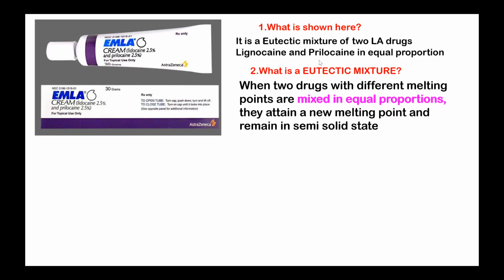Normally, lignocaine, prilocaine, how are we using it? Of course, we have lignocaine jelly or ointment available. But when you mix them both, they attain a new melting point in which they remain in a semi-solid state. That is called the eutectic mixture. Why does it require an occlusive dressing? How does it act? What is the mechanism of action of this EMLA cream?